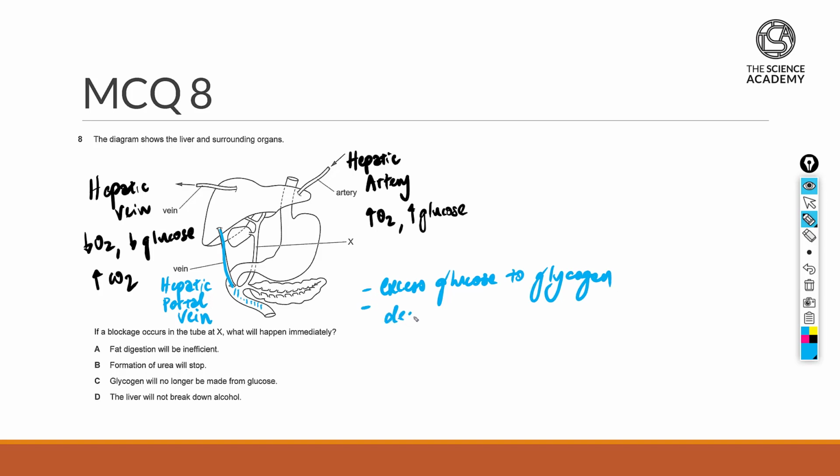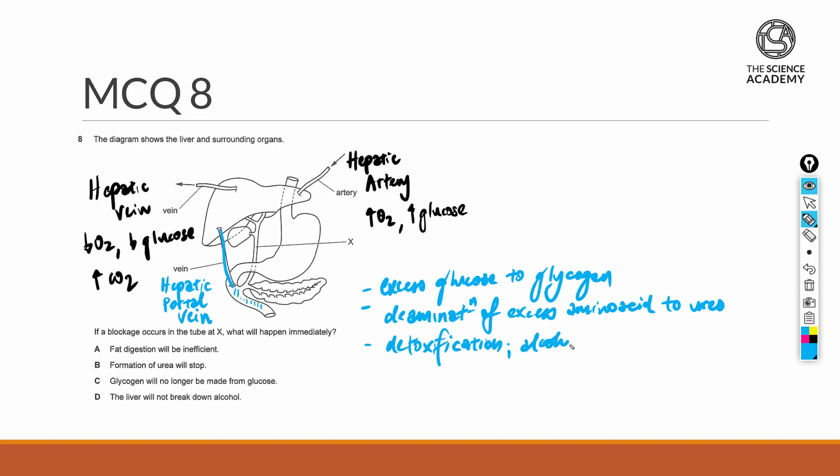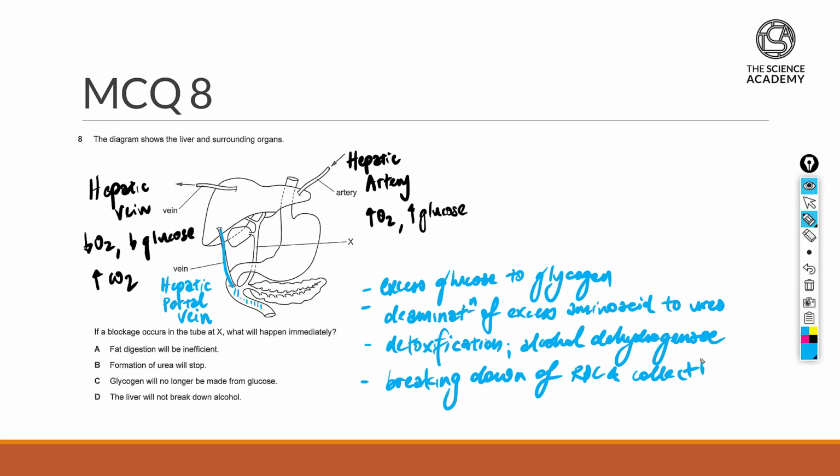the act of deamination of excess amino acid to urea, detoxification, mainly from the act of breaking down your alcohol, facilitated by enzymes such as alcohol dehydrogenase, as well as the breaking down of red blood cells and collection of iron that is found in the hemoglobin itself.